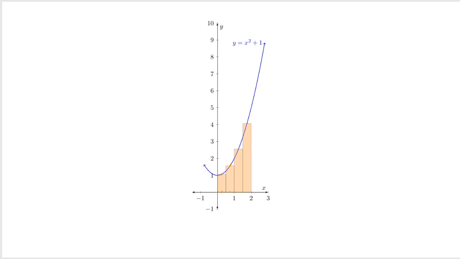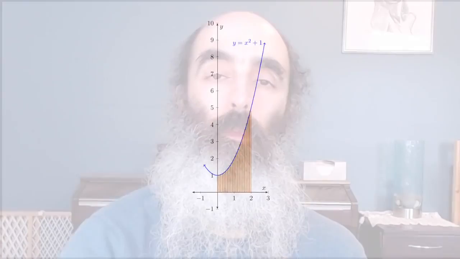And this is not obviously an overestimate or an underestimate, it's simply an approximation. And just like we saw with left-hand endpoints and right-hand endpoints, the approximation gets better and better the more rectangles you use. Here we have 20 rectangles whose height is based on the function value at the midpoints.